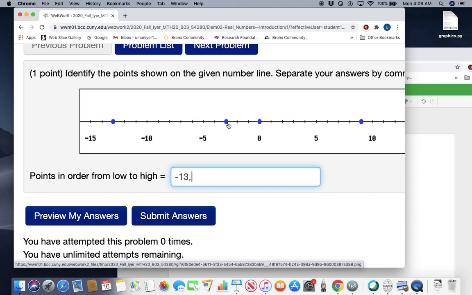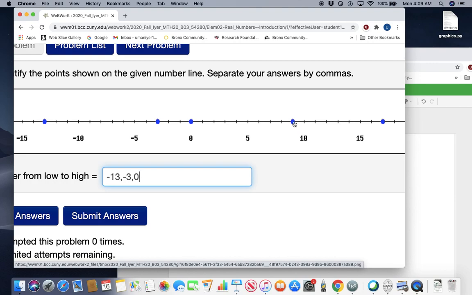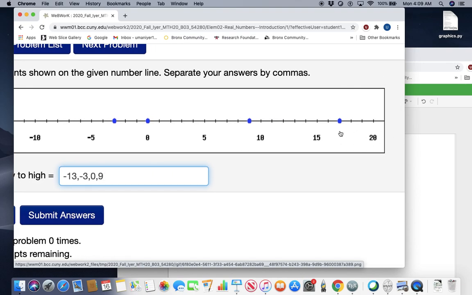Now the next one is here. 0, -1, -2, -3. Next one is 0. Here is 9. It's 1 before 10. And this is 15, 16, 17.